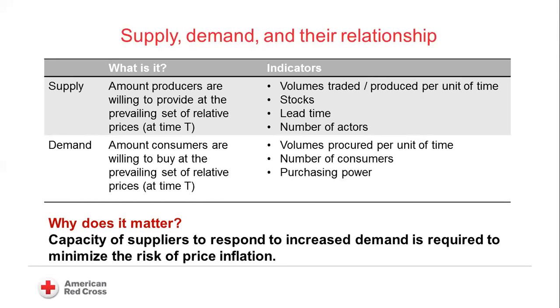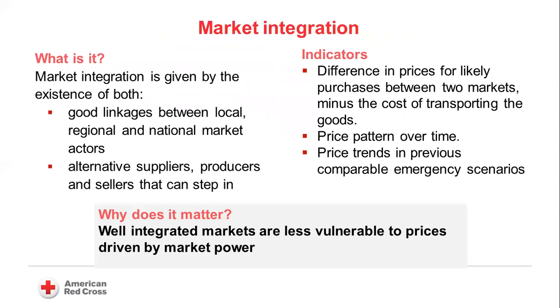How are we seeing any changes in supply and demand? And again, why does it matter? Because if suppliers can't respond to demand, that's going to change our prices, or vice versa. We're going to do a little exercise with this later, so I'll just cover it briefly. We talked about market integration, looking at the linkages between local, regional, and national markets, and alternative suppliers who can step in in case a market is affected. So how do we look at this?